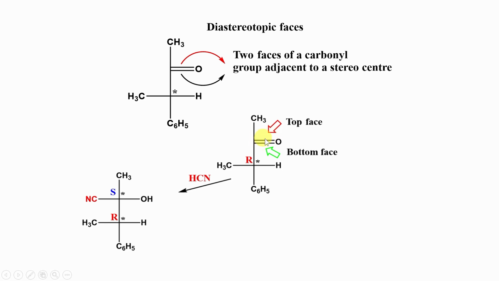If hydrogen cyanide addition takes place through the top face of this carbonyl group, then we will get this isomer. A new chiral center is created, and this new chiral carbon atom has S configuration. Then if hydrogen cyanide is added through the bottom face, we will get this isomer. The new chiral center will have R configuration. So these two isomers are diastereomers, and hence we can say this molecule has diastereotopic faces in the carbonyl group.